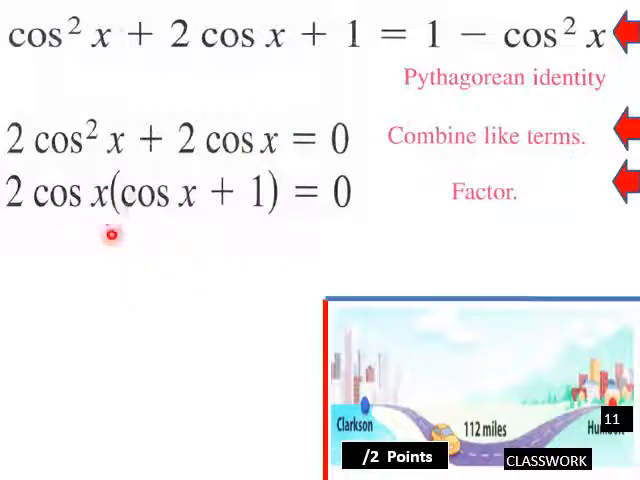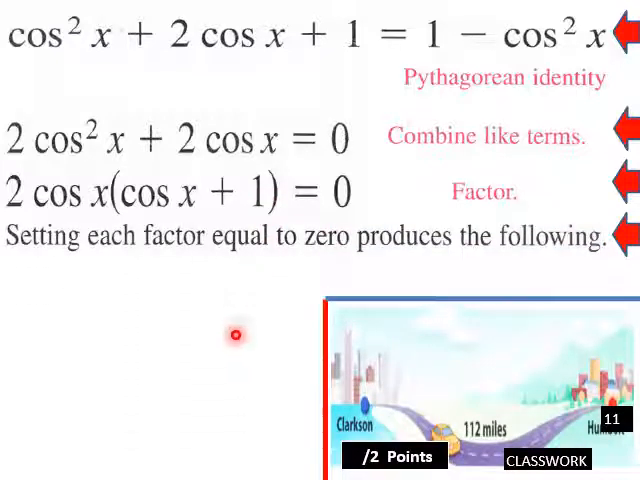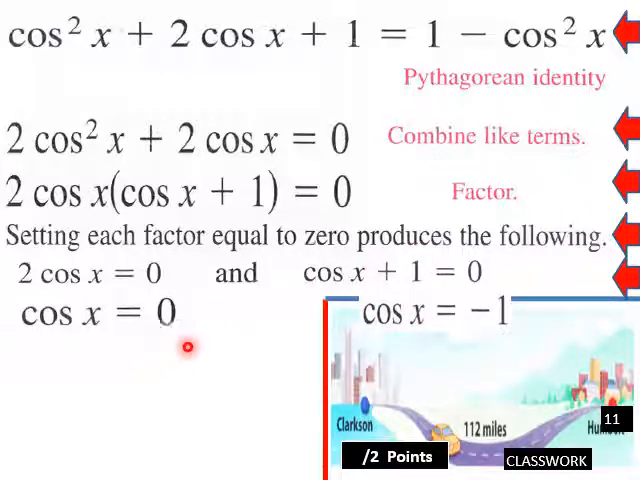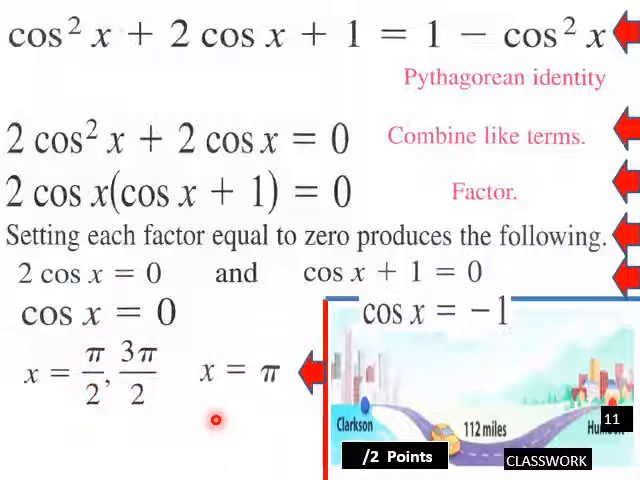And then now we can factor out 2 cosine x. Then we end up with 2 cosine x times cosine x plus 1. Now we got something to work with. Setting each factor equal to 0 produces the following: 2 cosine x equals 0 and cosine x plus 1 equals 0. So cosine x equals 0, cosine x equals -1. Now we can come up with the radian values for this situation: pi over 2 and 3 pi over 2. And then x would also equal pi.